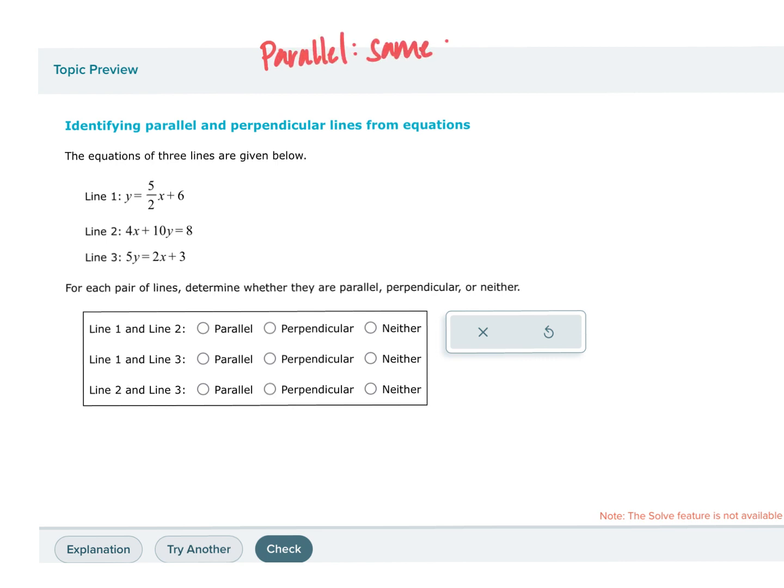And perpendicular lines have opposite reciprocal slopes. That means you flip it and change the sign. So let's take line. The first thing you want to do on these is decide the slope of each line. So line number 1, this is easy because it's in point slope form.